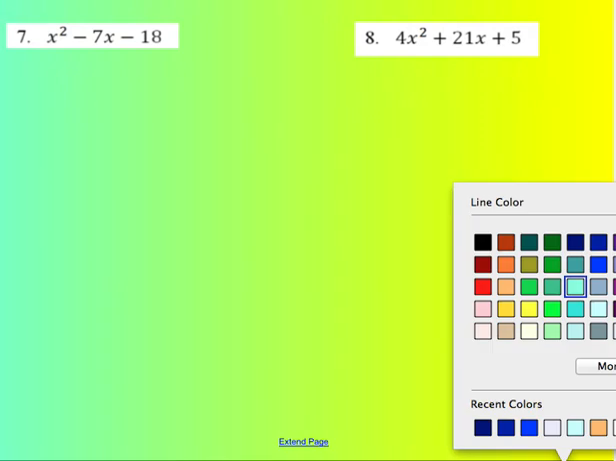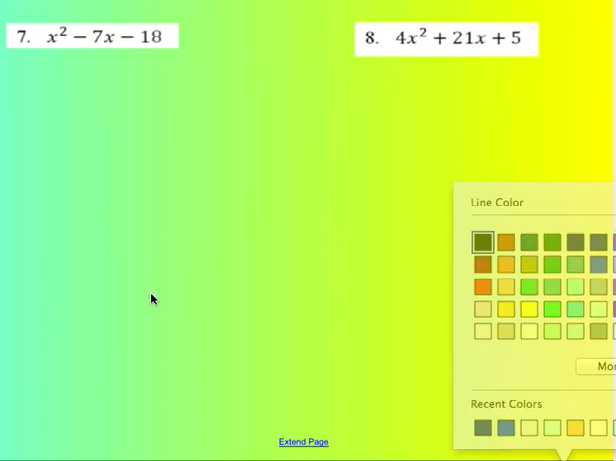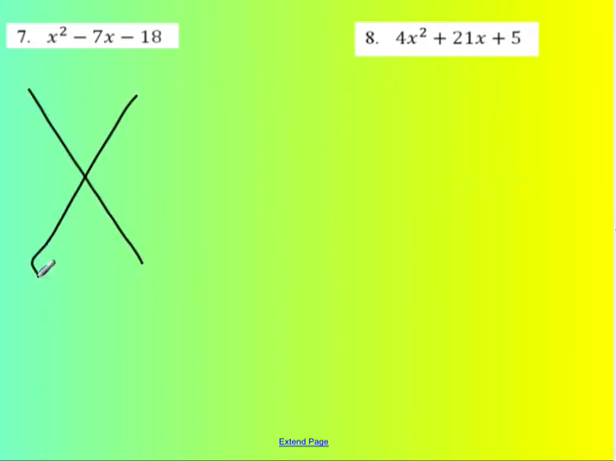Let's now take a look at number 7. So for number 7, we want to multiply negative 18 times negative 7. So to multiply to negative 18, we need a positive and a negative factor. And then we want our 2 to be positive and our 9 to be negative so that we can add up to a negative 7.